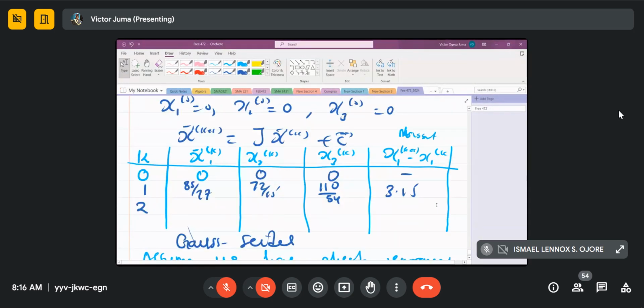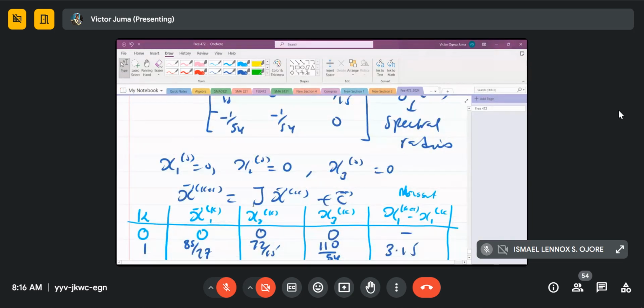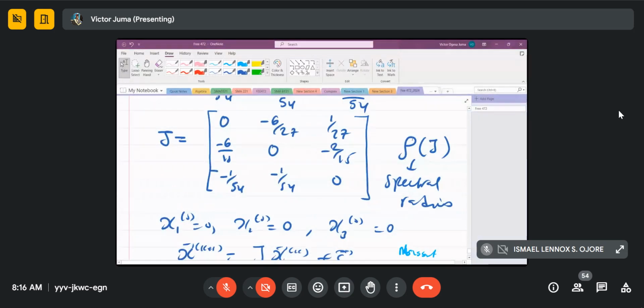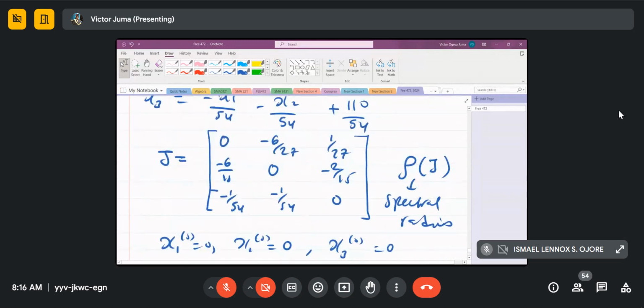First of all, recall that I told you that this J here is called the Jacobi iteration matrix. If your matrix is diagonally dominant, then this method converges. If not, it may or may not converge. The sufficient condition to check that your method is convergent is finding the spectral radius of the matrix, what we mentioned last time. The spectral radius is just the dominant eigenvalue in magnitude. If this is less than 1, then the scheme will converge.